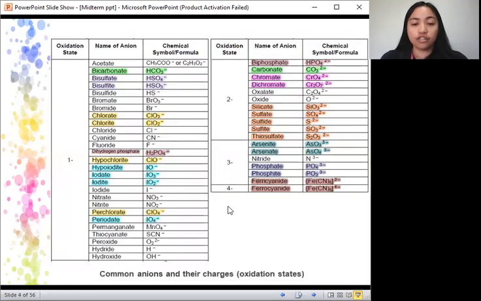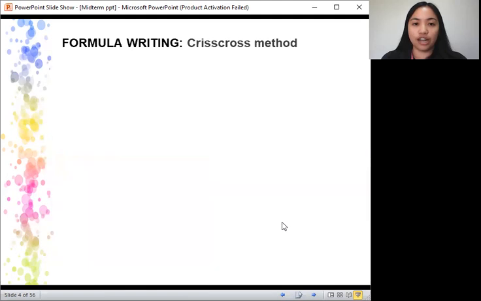For the anions, though they have the same oxidation state, they have different numbers of oxygen attached to them. For example, for chlorine, ClO minus is named hypochlorite, while ClO2 minus is chlorite, ClO3 minus is chlorate, while ClO4 minus is perchlorate. So you have to take note also of that.